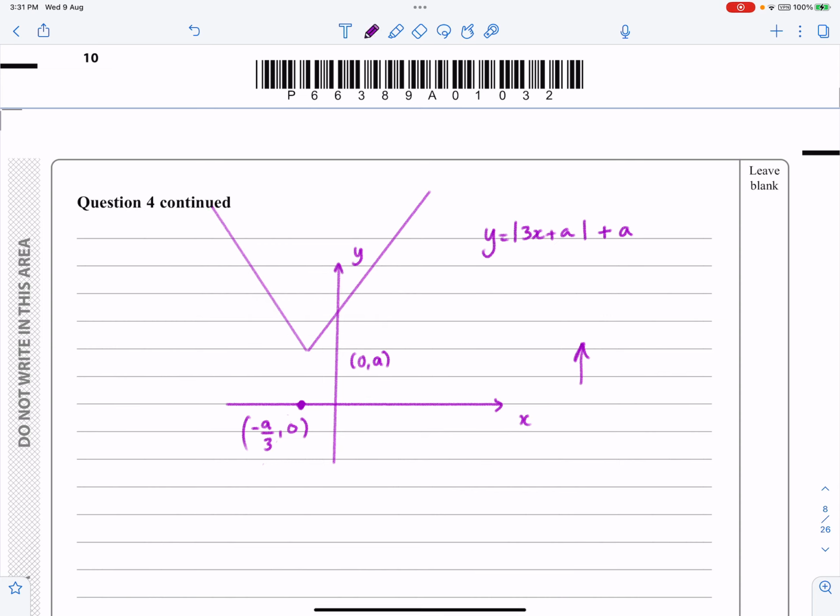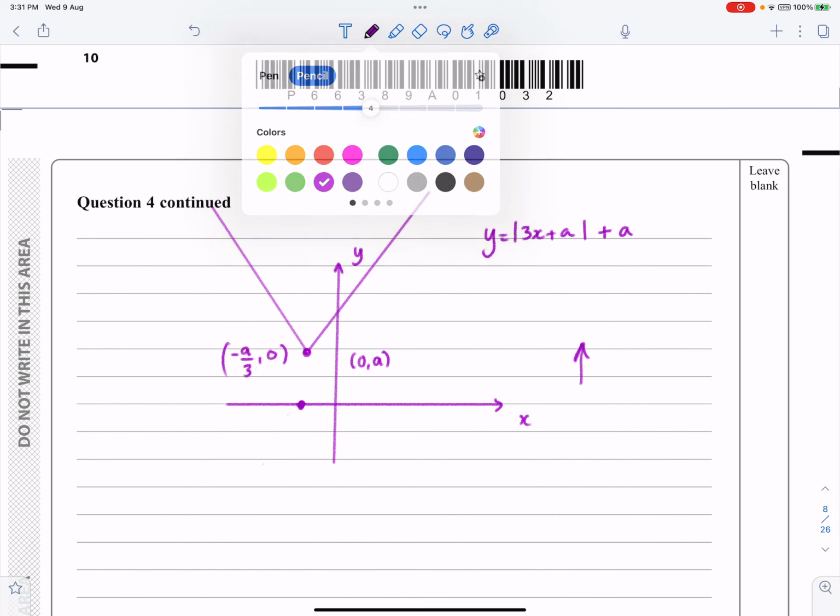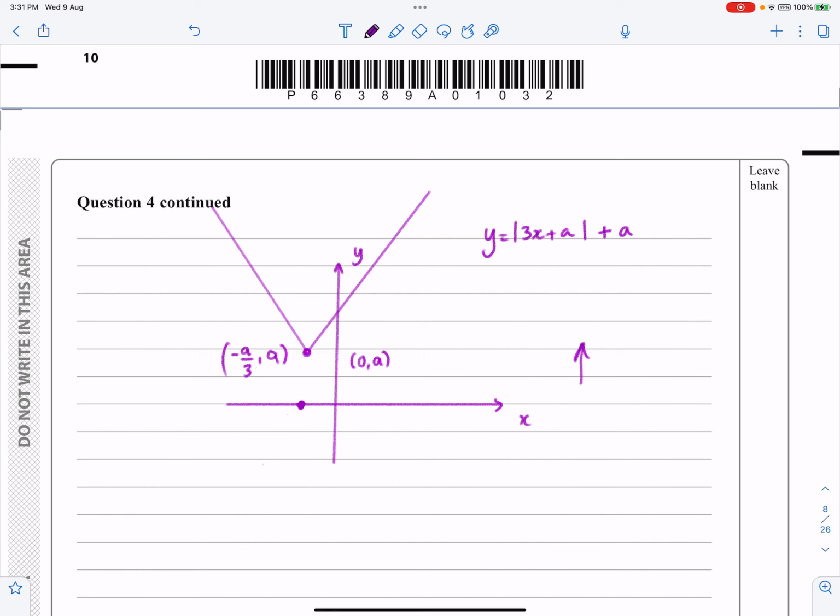So if I do that, instead of now being the point (minus a over 3, 0), it's now going to become the point (minus a over 3, a). The point that was (0, a), again, will also now become the point (0, 2a), but we're only interested in the vertex. We're only interested in this part here, P. So we can now say P is the point (minus a over 3, a).